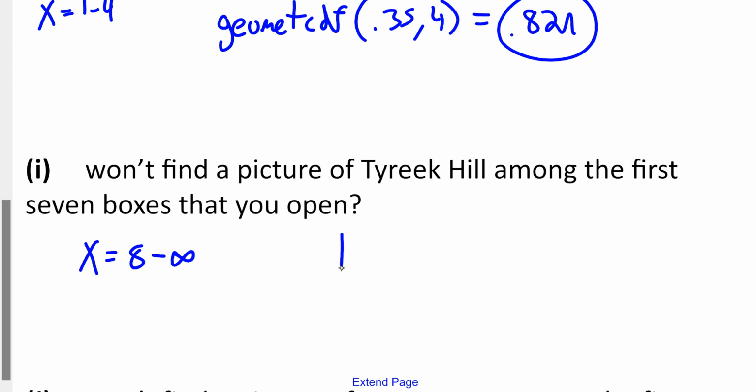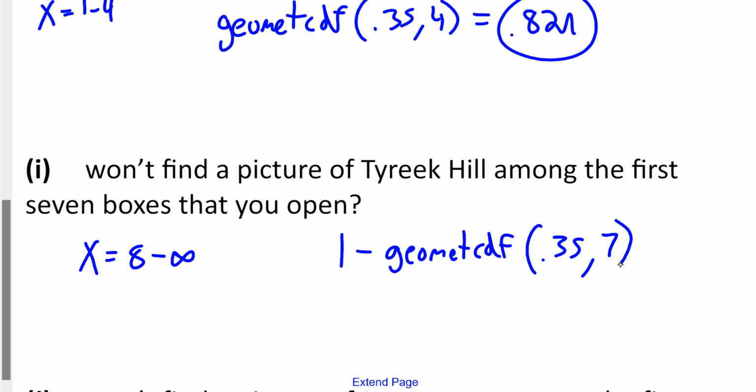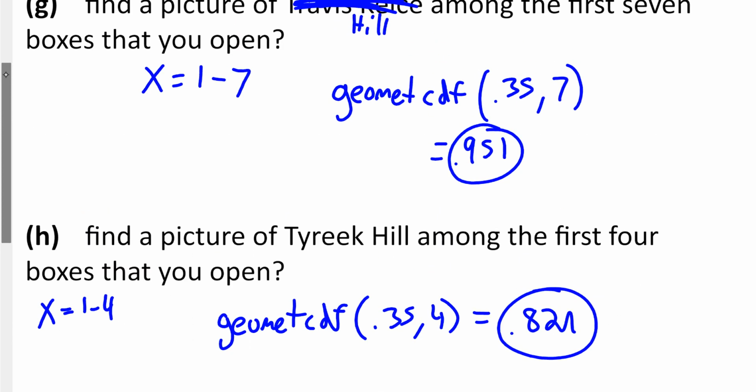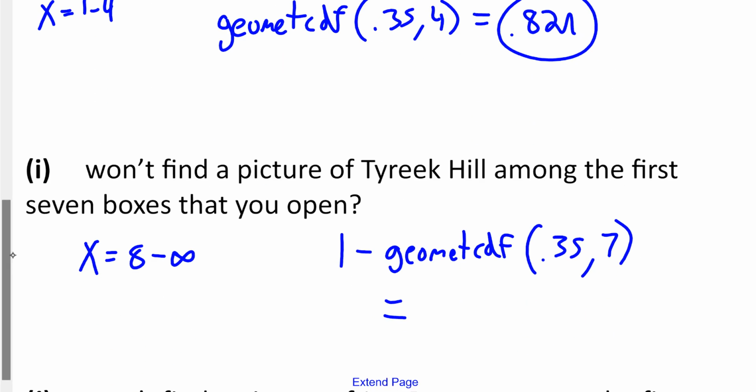So what we're going to do is take 1 minus geometcdf. We'll use 0.35, right? 0.35. And we don't want it within the first 7. So we're just going to subtract that from 1. And that'll give us our probability. We want it 8 or after. So all I have to do, I did first 7 in that first one. So it was minus 0.951. So 1 minus 0.951 will get us my answer here, which is 0.049.